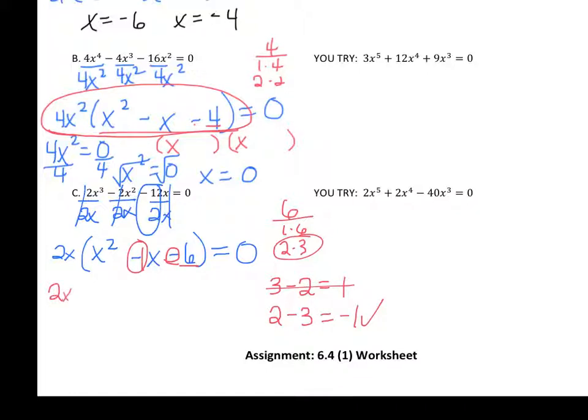So we'll have the 2x out front, and we'll write our two factors, each with an x inside. The 2 needs to be positive, and the 3 needs to be negative. So for this, we will have zeros at 0, negative 2, and positive 3.